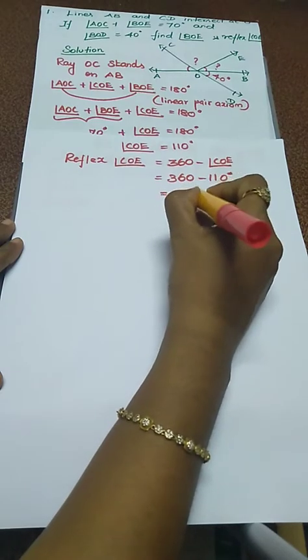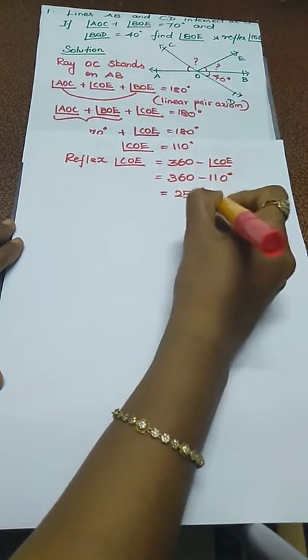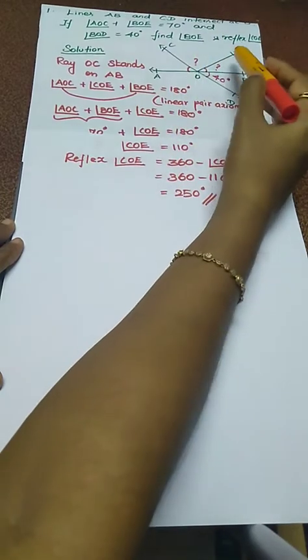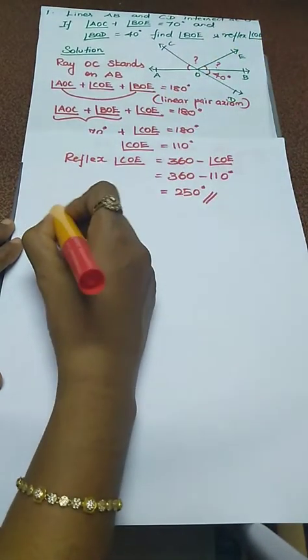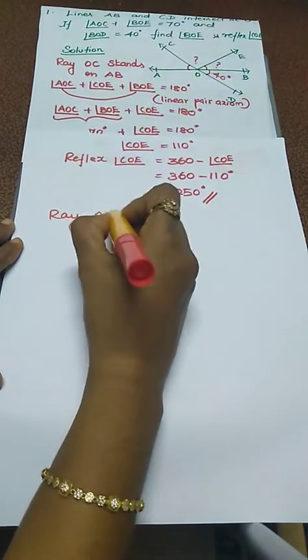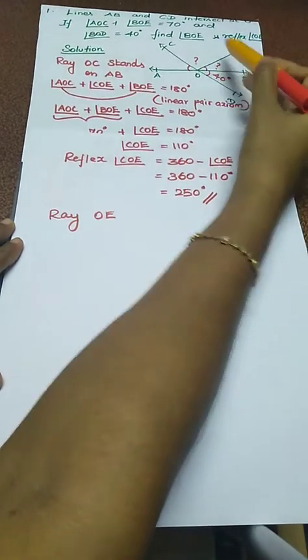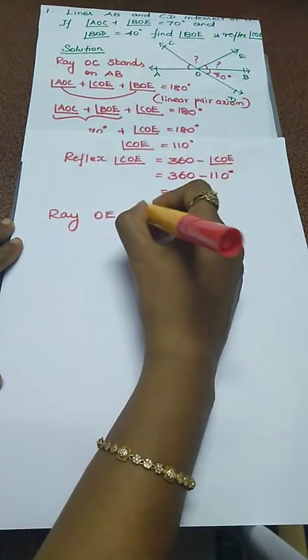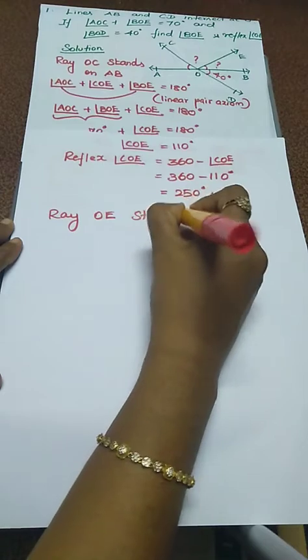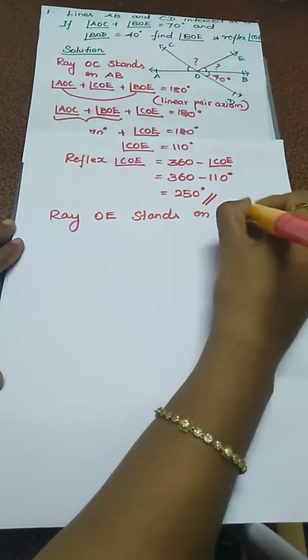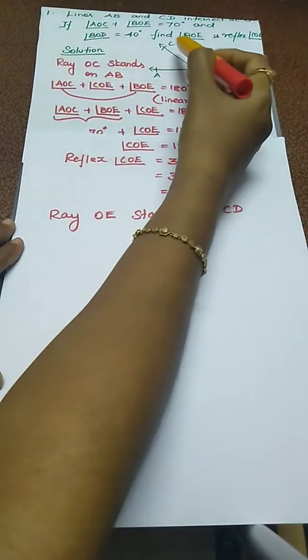Reflex angle COE value is 250 degree. Next we have to apply the second ray value. What is that? Ray OE. Actually this ray OE stands on the line CD. So we have to add the angles.